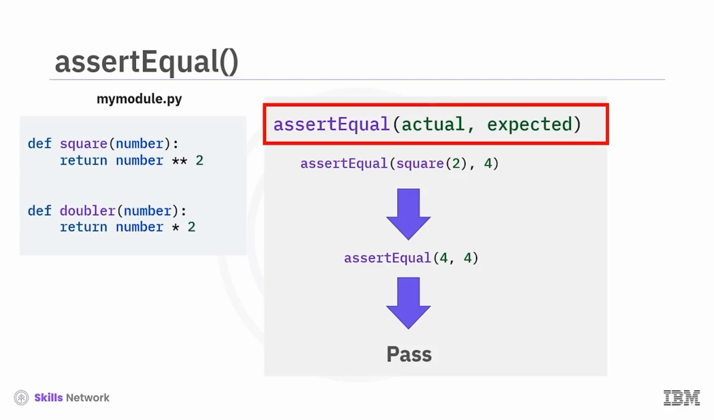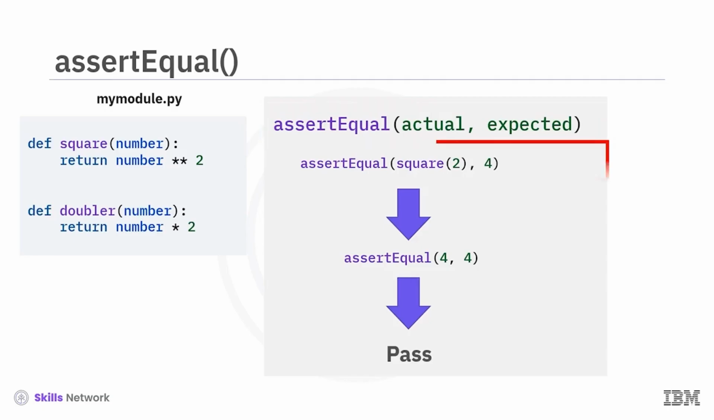One of the parameters that the assert equal function takes is the actual value. For the actual value, you will call the function that you want to test. The second parameter is the expected value, where you will add what the function is expected to return. In the example, the first test is for the square function using the number 2, which should return a value 4 if the function executes correctly.